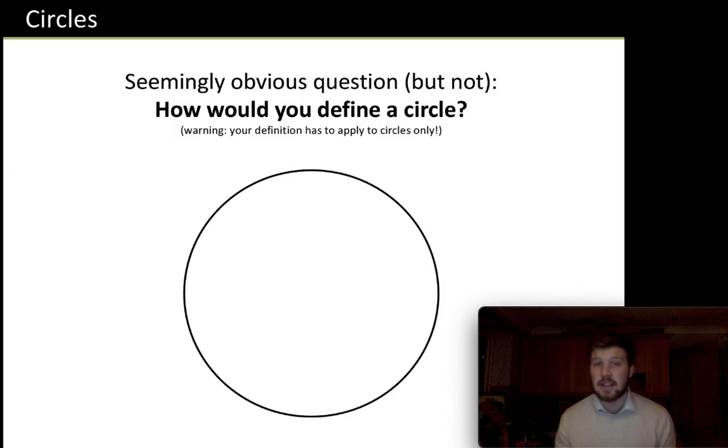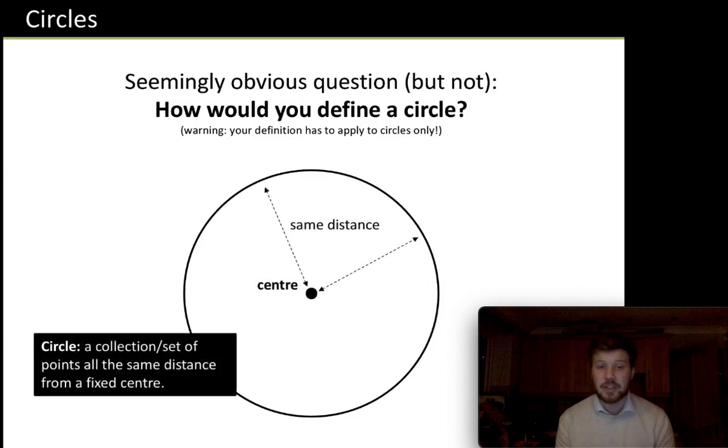So we're going to look at circles, and quite simply, the easiest thing to do with circles is try and define a circle. However, it's not as obvious as you think. Now, you're a little bit fortunate because we've done constructions recently, but how do we define a circle? Well, a circle's definition is it is a collection of points that are the same distance from a fixed centre.